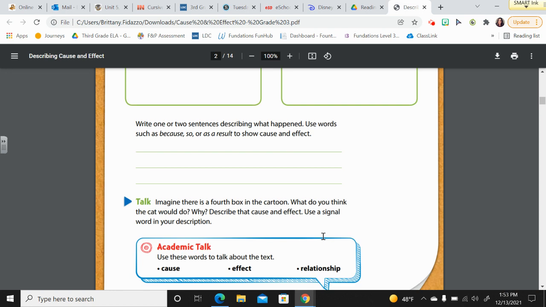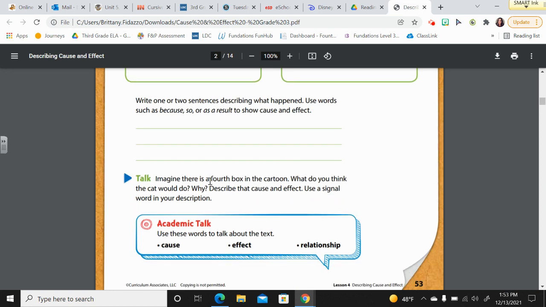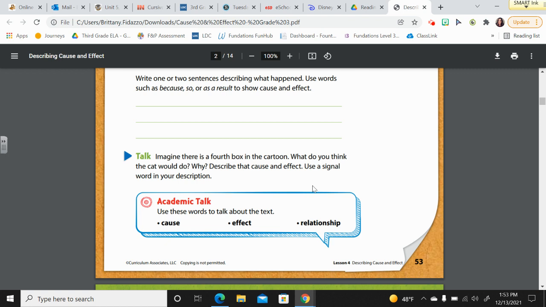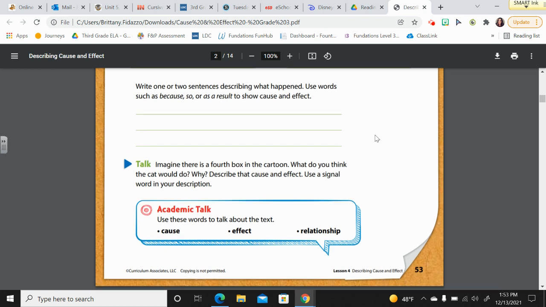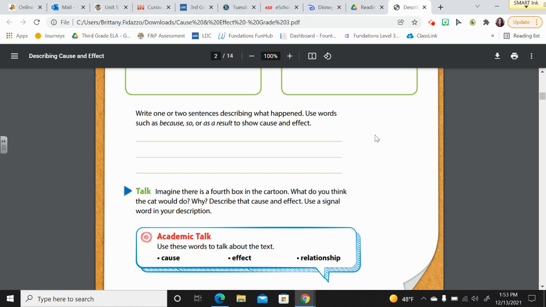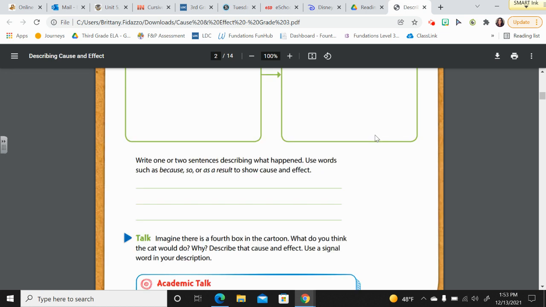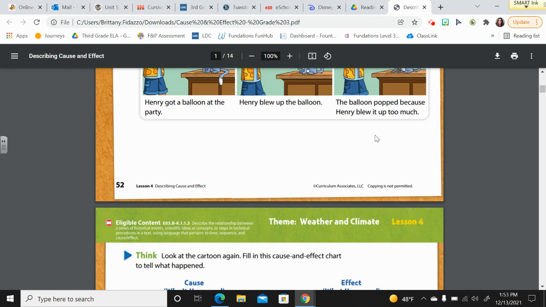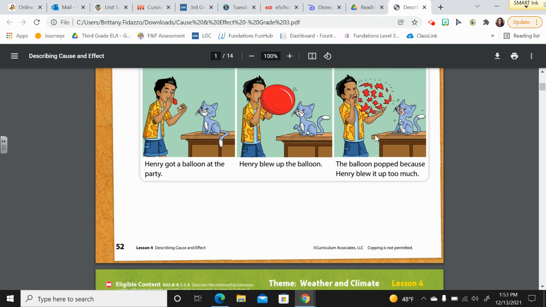All right. It says, imagine there's a fourth box in the cartoon. What do you think the cat would do and why? Describe that. You're just talking. You don't need to write this part. Describe that cause and effect. Use a signal word in your description. Well, I kind of want to scroll back up to that cartoon and look at that cat. What do I think the cat would do with those pieces of the balloon? Do you have an idea? Let's see.